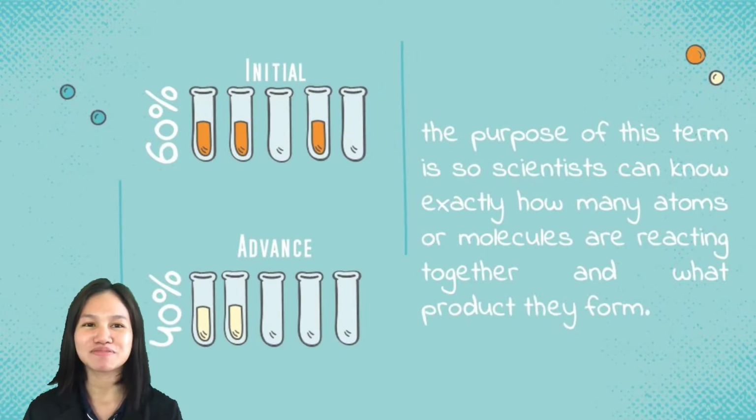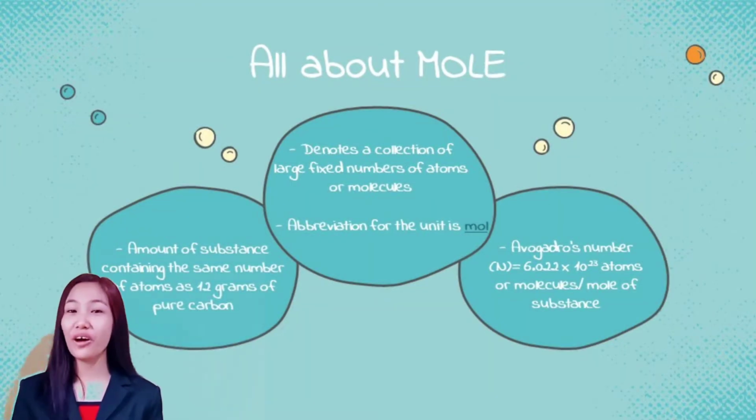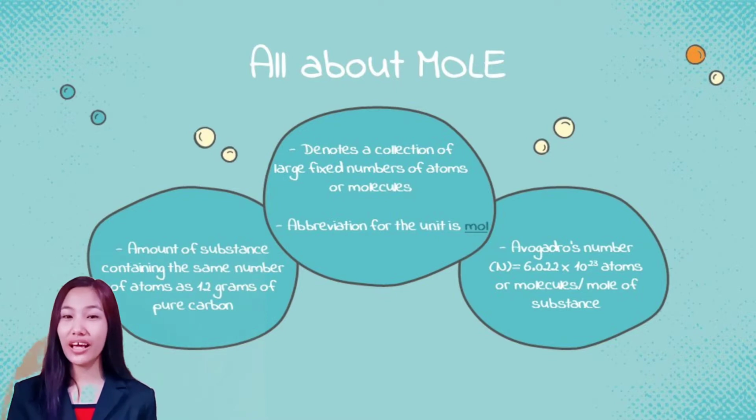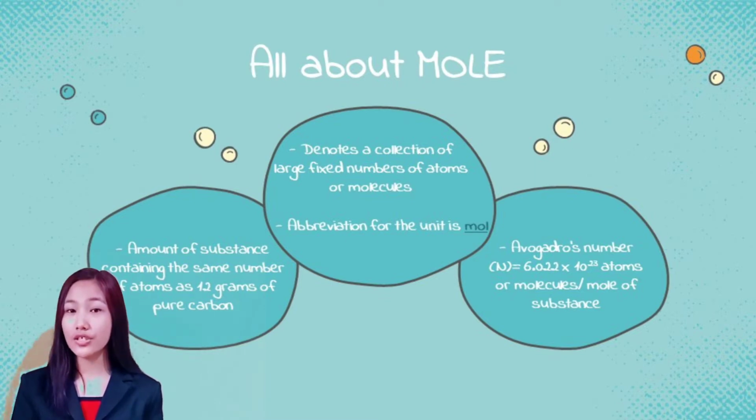The purpose of this term is so scientists can know exactly how many atoms or molecules are reacting together and what product they form. A mole denotes a collection of large fixed numbers of atoms or molecules. The unit is mole, the amount of substance containing the same number of atoms as 12 grams of pure carbon. Avogadro's number, N, is equal to 6.022 times 10 raised to 23 atoms or molecules per mole of substance.